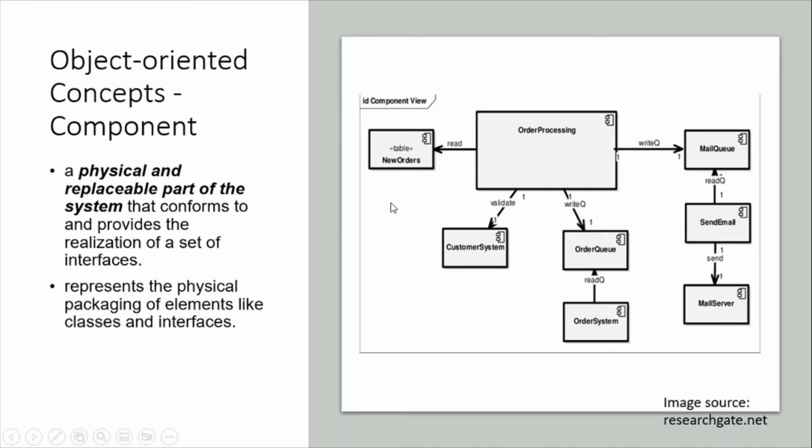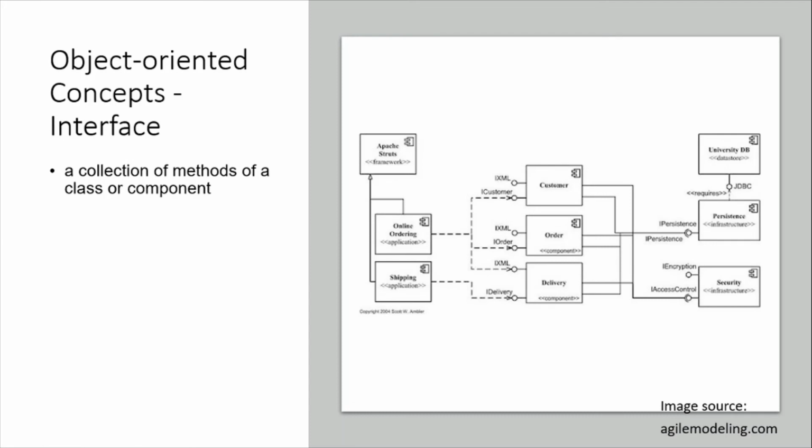Next, we do have component. This is the physical and replaceable part of the system that conforms to and provides the realization of a set of interfaces. So in this example, the order processing has several elements. It has new orders and customer system, and then the interface or the collection of methods of a class or component. So it specifies the set of services that may be provided by a class.